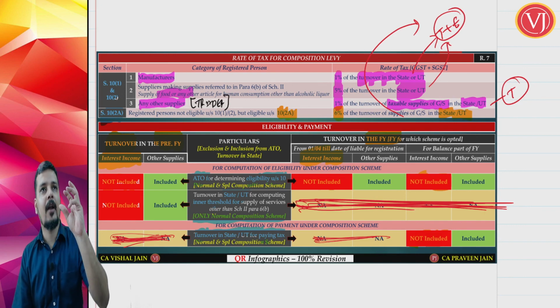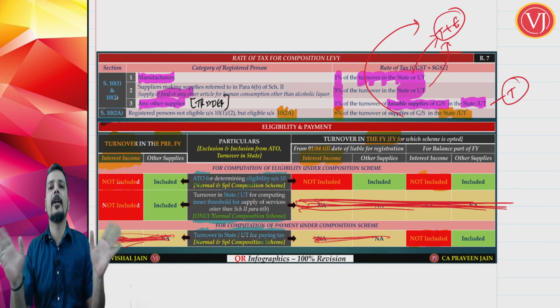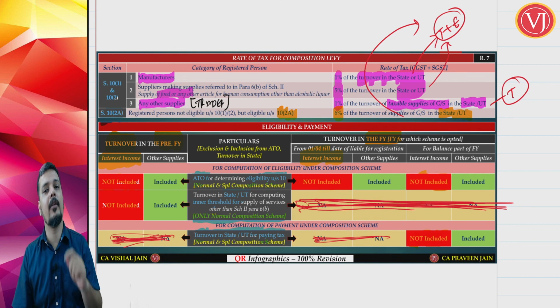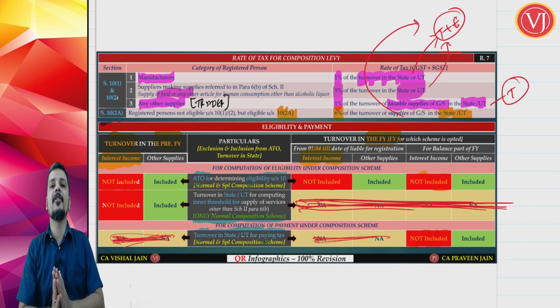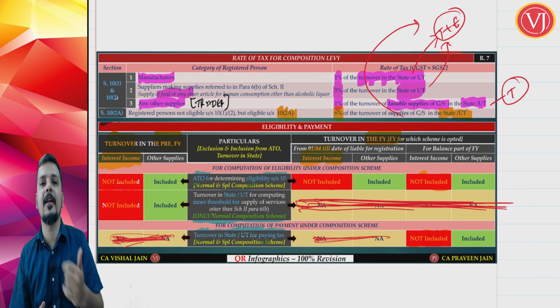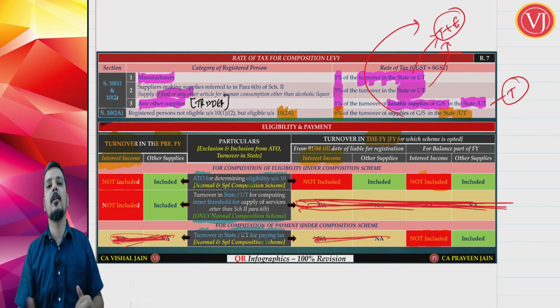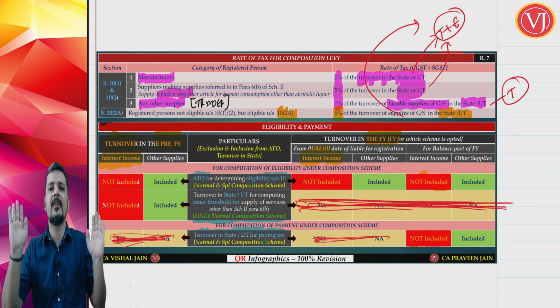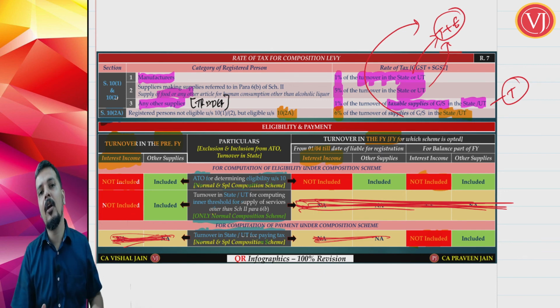So wherever you get a composition scheme question and there are interest on loan details of the previous year or current year, ignore them totally. Should you do it for other cases? No, this point is only for your composition scheme. So this is very important for your practical questions, and I am repeating it again and again. For the composition scheme, you don't take interest income into calculation, whether of the previous year or current year, whether while calculating aggregate turnover of the previous or current year, state turnover for the previous year for the inner limit, or state turnover for the current year for payment of taxes. You ignore interest income totally. Do we do this for all the other concepts? No, it is done only for your composition scheme.